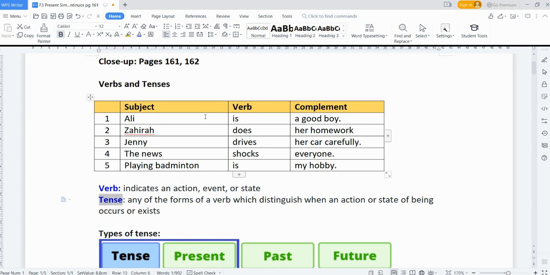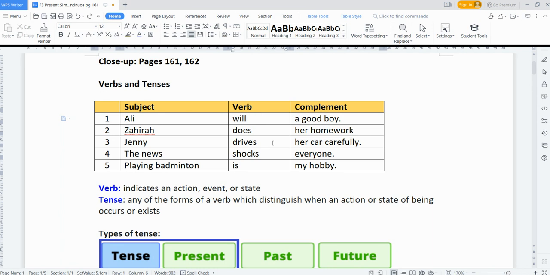Okay, for example, if you look at sentence number 1, Ali is a good boy. Okay, generally Ali is a good boy. Dia budak yang baik. Okay, so if we change the verb to was, it means that Ali was a good boy, meaning that dulu dia budak yang baik. If we change the tense to future by saying will be, then it means that Ali will be a good boy. Nanti, selepas ini, okay, akan datang, dia akan jadi budak yang baik.